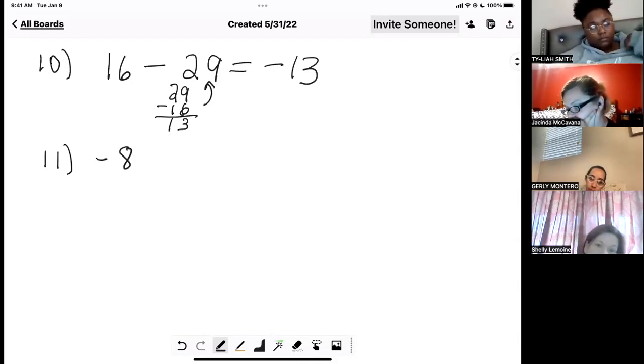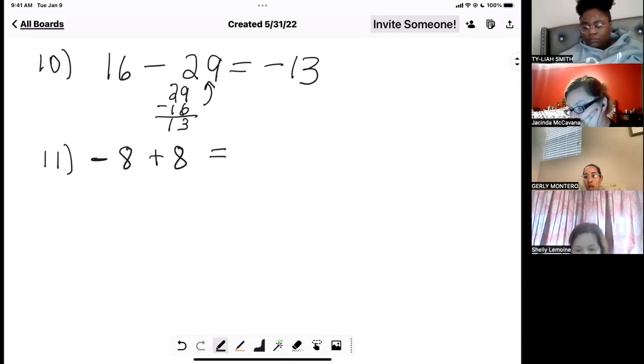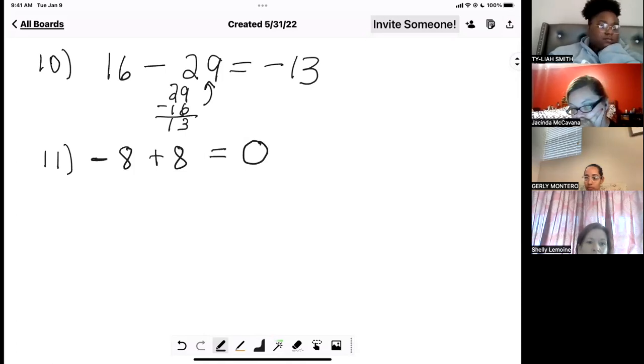11. And if you got 0, fix. So opposite signs, so when you subtract them, you get 0. 12.